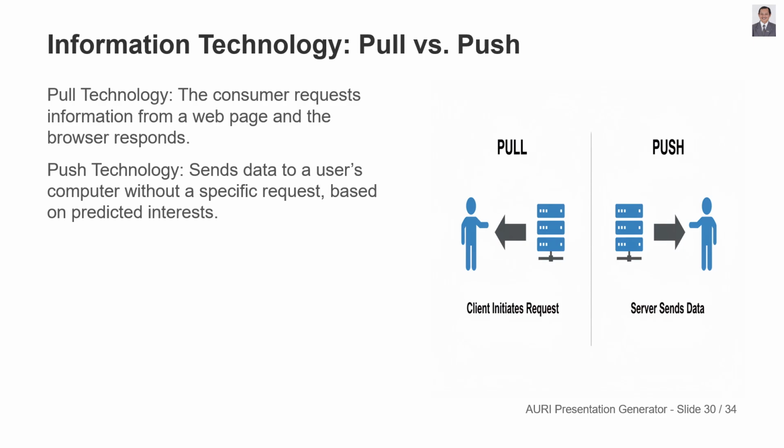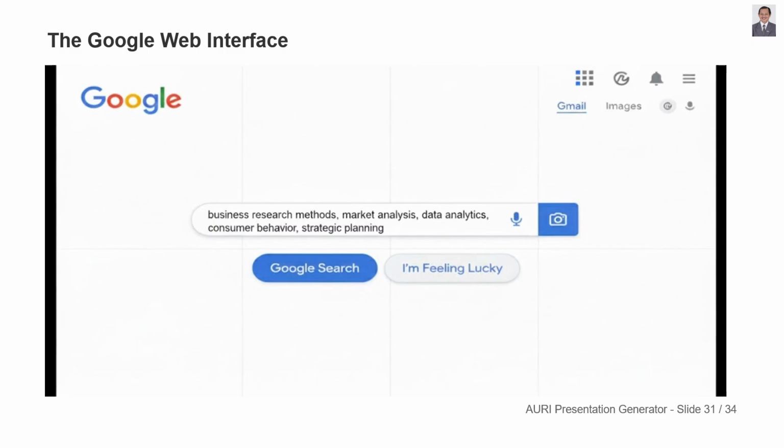Push technology, on the other hand, sends data to your device without a specific request. This is usually based on analyzing your past behavior and preferences to predict what you might be interested in, like notifications or personalized feeds. This exhibit shows a very familiar interface on the Internet, the Google search page.